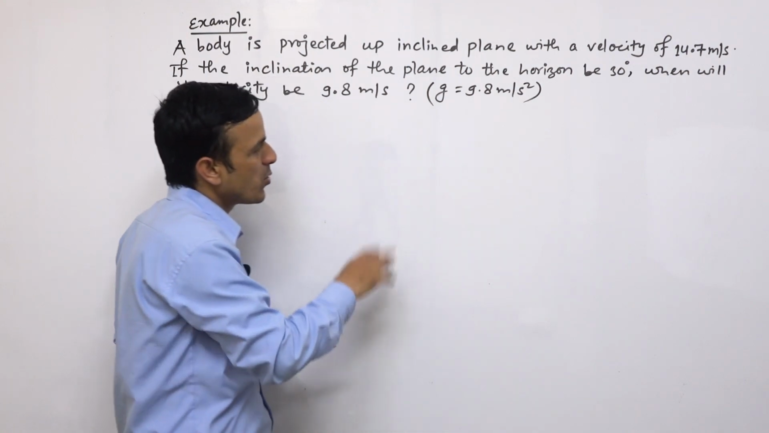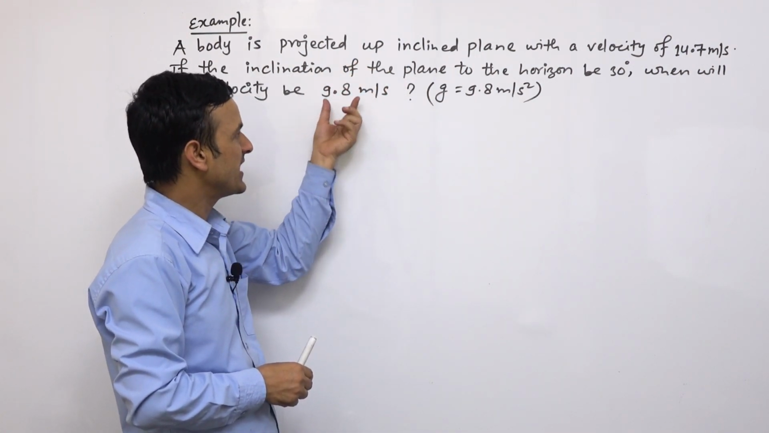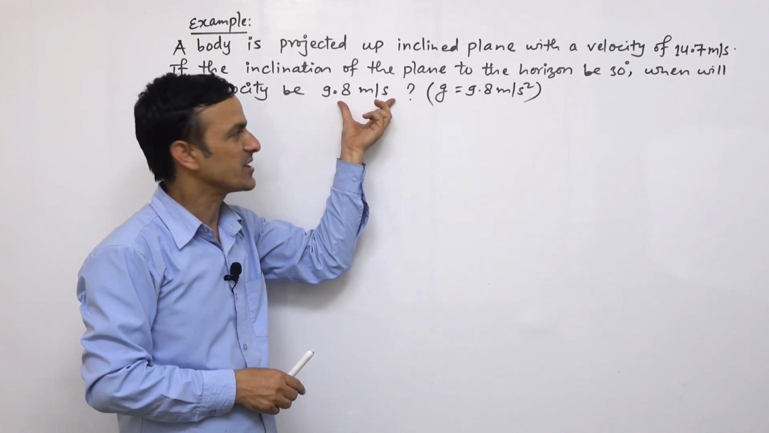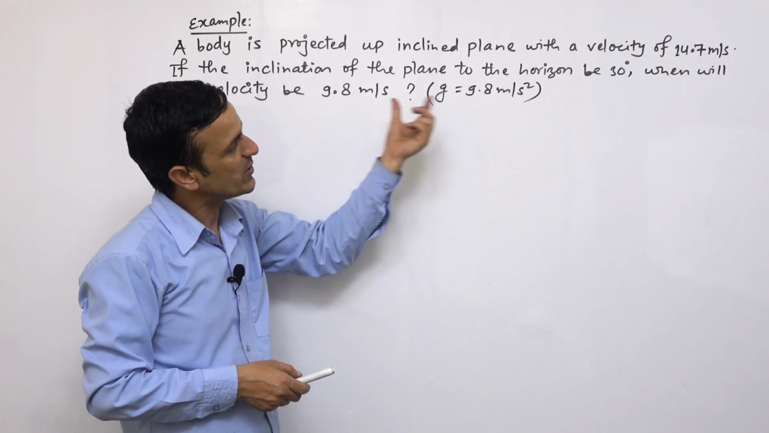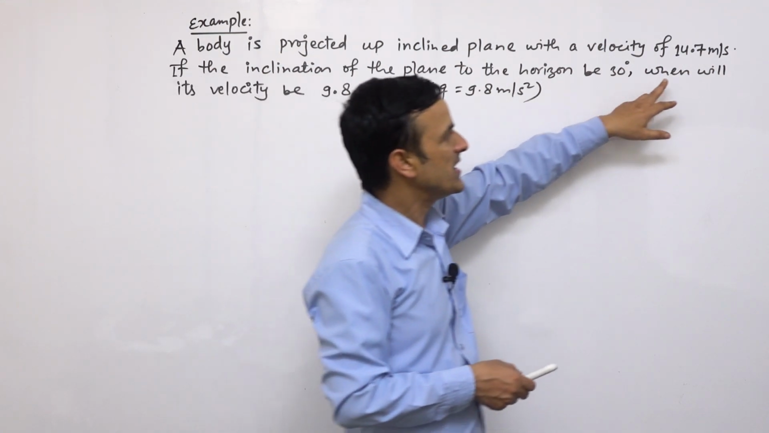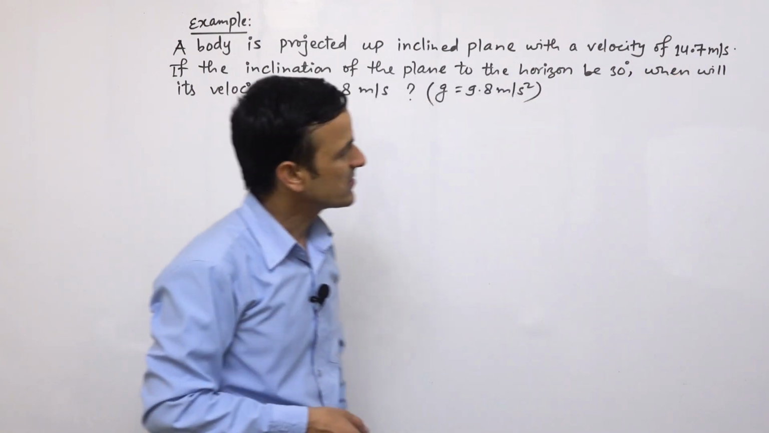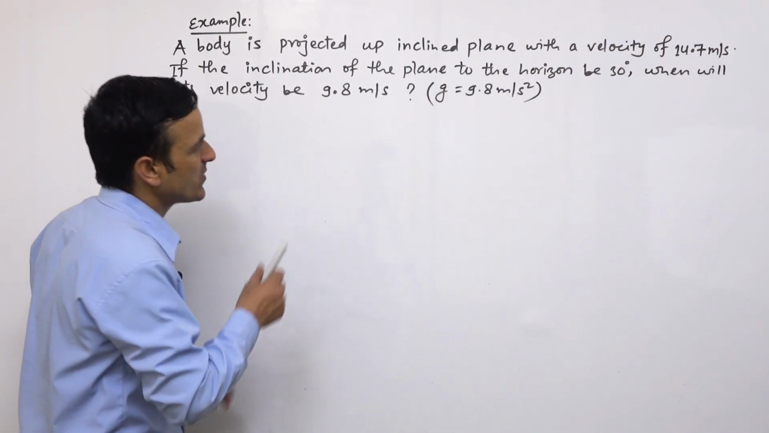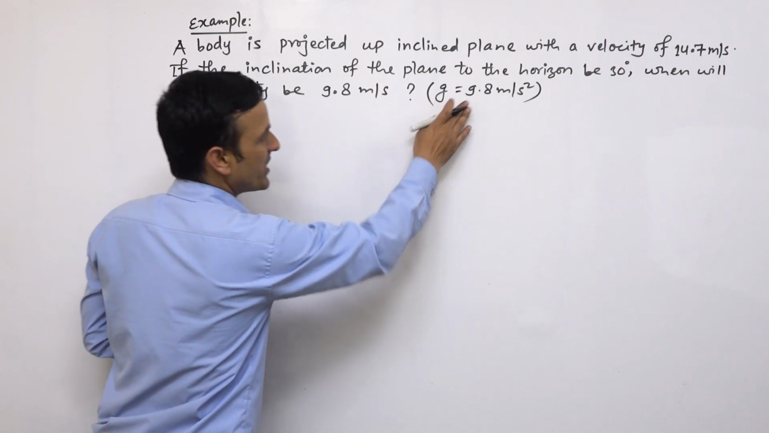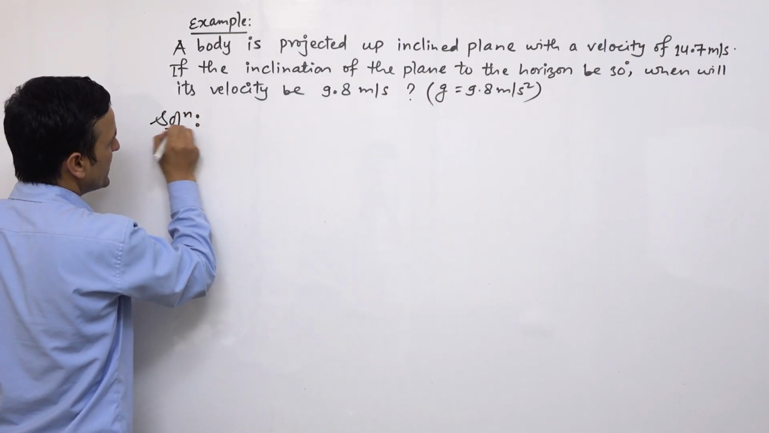This one 14.7 velocity भएको particle लाई प्रोजेक्ट अप गर्दाखेरि यसको velocity 9.8 meter per second हुनलाई कति समय लाग्छ? So at what time it will be, its velocity will be this one. So we are going to find the time. When means time is unknown. That's why write down, and g is provided over here. So let's see the information, all the information over here.